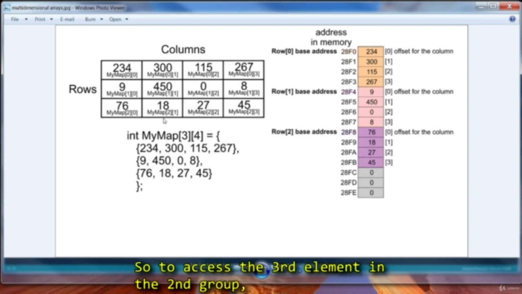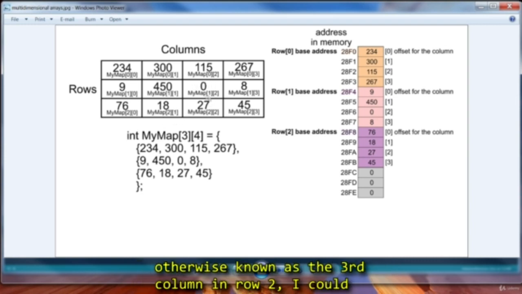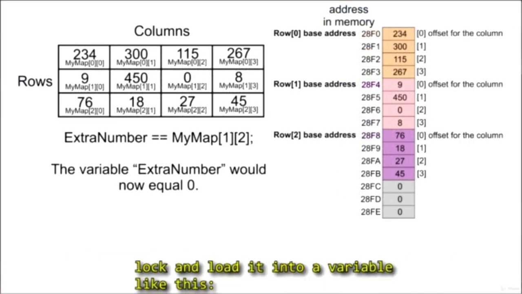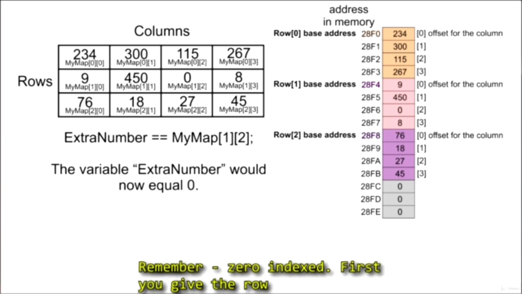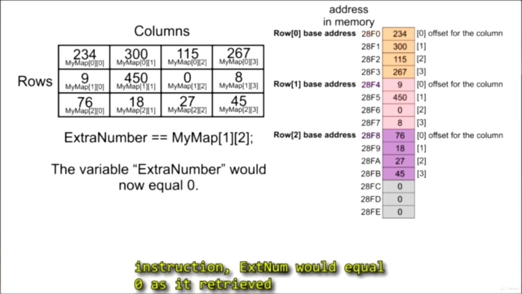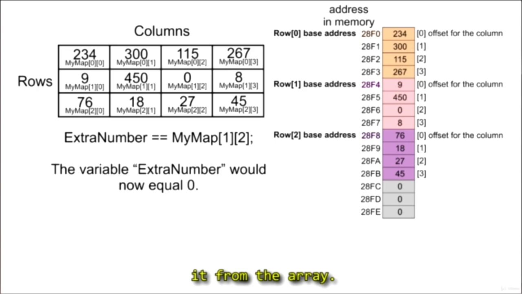So to access the third element in the second group, otherwise known as the third column in row 2, I could load it into a variable like this. Remember, 0 indexed. First you give the row offset, then the column offset. So after this instruction, extra number would equal 0 as it retrieved it from the array.